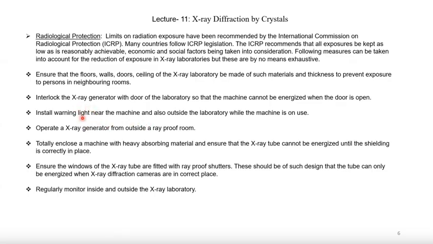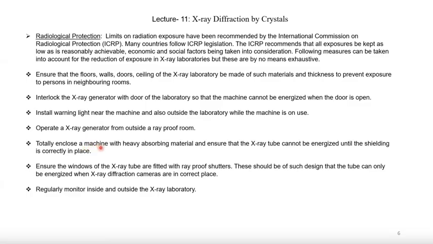You can install a warning light near the machine or outside the laboratory, so people know that in this room X-ray or radiation experiments are going on. Operate the X-ray generator from outside a ray-proof room. You will see in many medical X-ray setups that the person working is shielded in a room and remotely operates the X-ray generator.